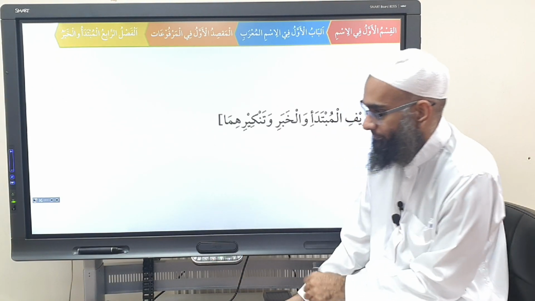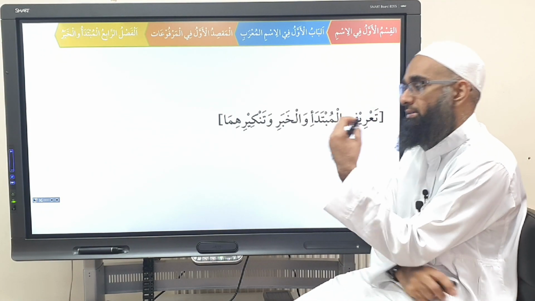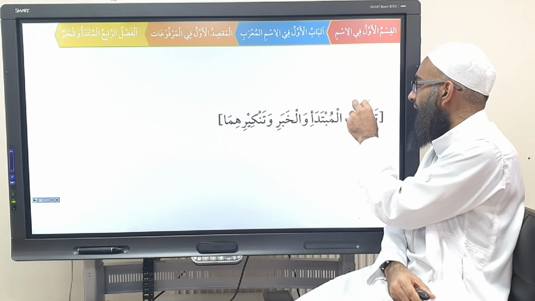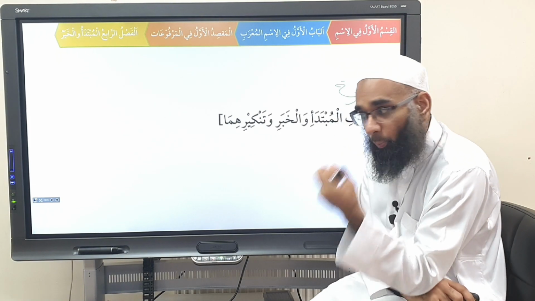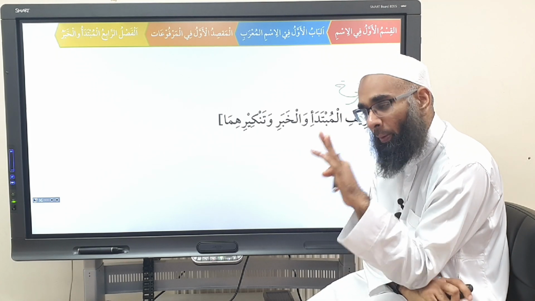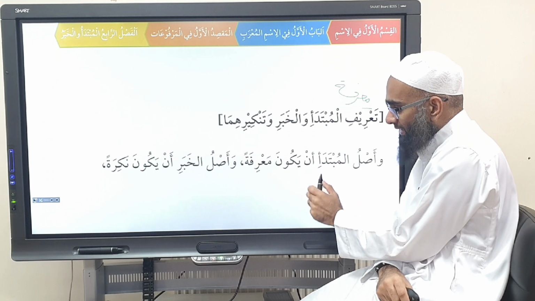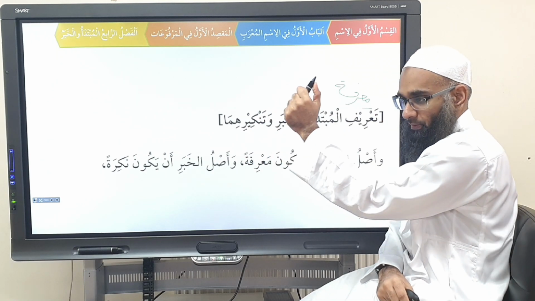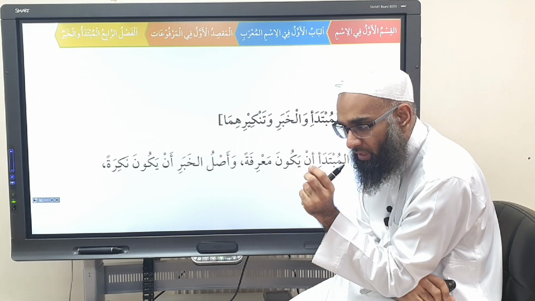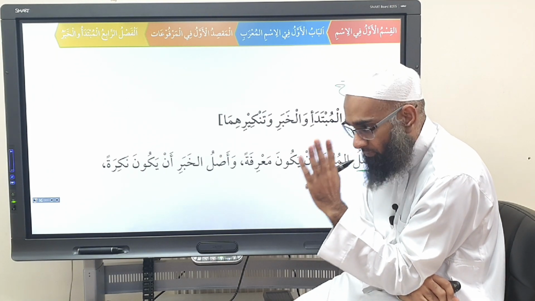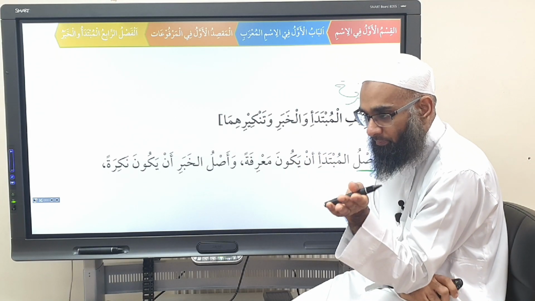Right. Now, this is a very important rule. The rule is ta'rif. Ta'rif doesn't mean definition; ta'rif means being ma'rifah. So when does the mubtada or the khabar have to be ma'rifah, or when can they be nakira? The rule is: وَأَصْلُ الْمُبْتَدَإِ أَن يَكُونَ مَعْرِفَةً. The original rule is that the mubtada should be what? Ma'rifah. وَأَصْلُ الْخَبَرِ أَن يَكُونَ نَكِرَةً. The khabar should be nakira.